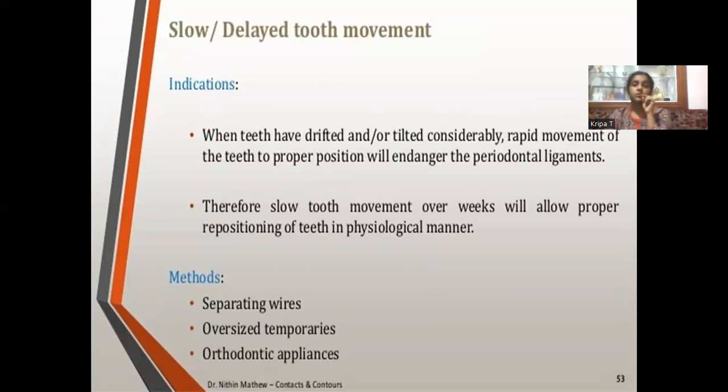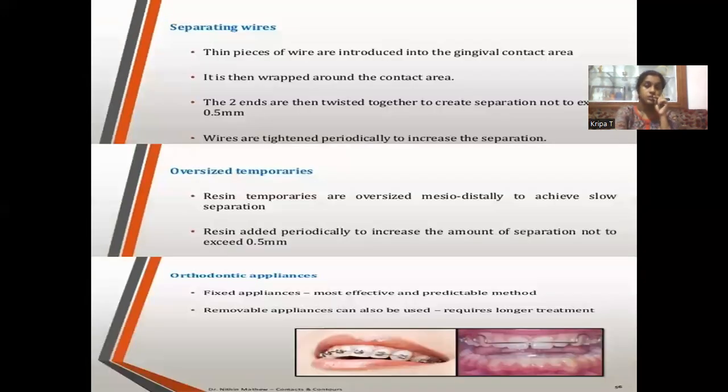Then you have slow or delayed tooth movement, indicated when the teeth have drifted or tilted considerably. Rapid movements of teeth to proper position will affect the PDL. Therefore, slow movement is mandatory over weeks to allow a proper repositioning of teeth. Methods of achieving this are use of separating wire, oversized temporary, orthodontic appliances, rubber dam sheet, and so on.